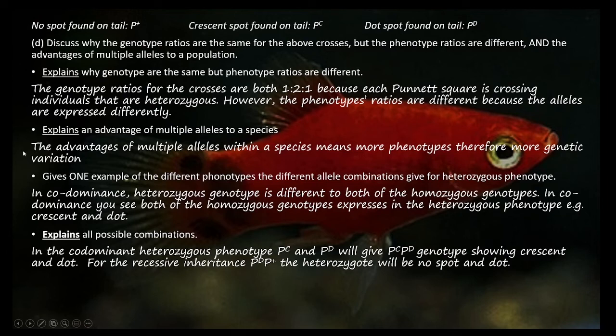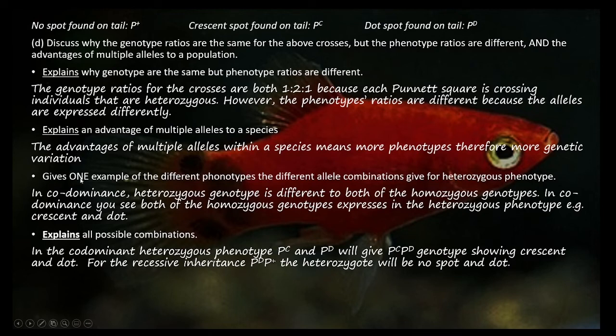Now, explain the advantage of multiple alleles to a species. When you have multiple alleles, it means you have lots of genetic variation. There you go. That's an advantage. So what? Well, remember, lots of genetic variation gives us species survival advantage, but that is going towards the E part of it, and we'll look at that in the next slide.